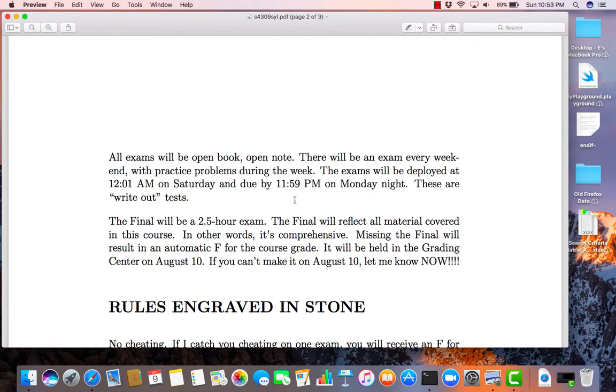Now, all online courses have to have a final that is done in the testing center. It's a 2.5-hour exam. The final is comprehensive. That means it covers all the material in the course. Missing the final results in an automatic F for the course grade. That's a departmental policy. I can't change anything about that. If you can't make it for August 10th, if you're actually not here and you're taking this course from afar, let me know now so we can do something to help you out. Okay?